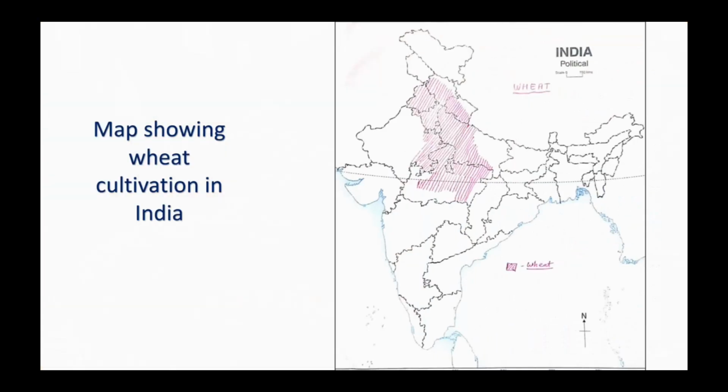Dear students, next you will see the map of wheat. I have marked here only the major areas. From the map you can easily notice Punjab, Himachal Pradesh, Haryana, Uttaranchal, Uttarakhand, Delhi, part of Rajasthan, MP, Western UP or whole UP. These are the major producing states of wheat.